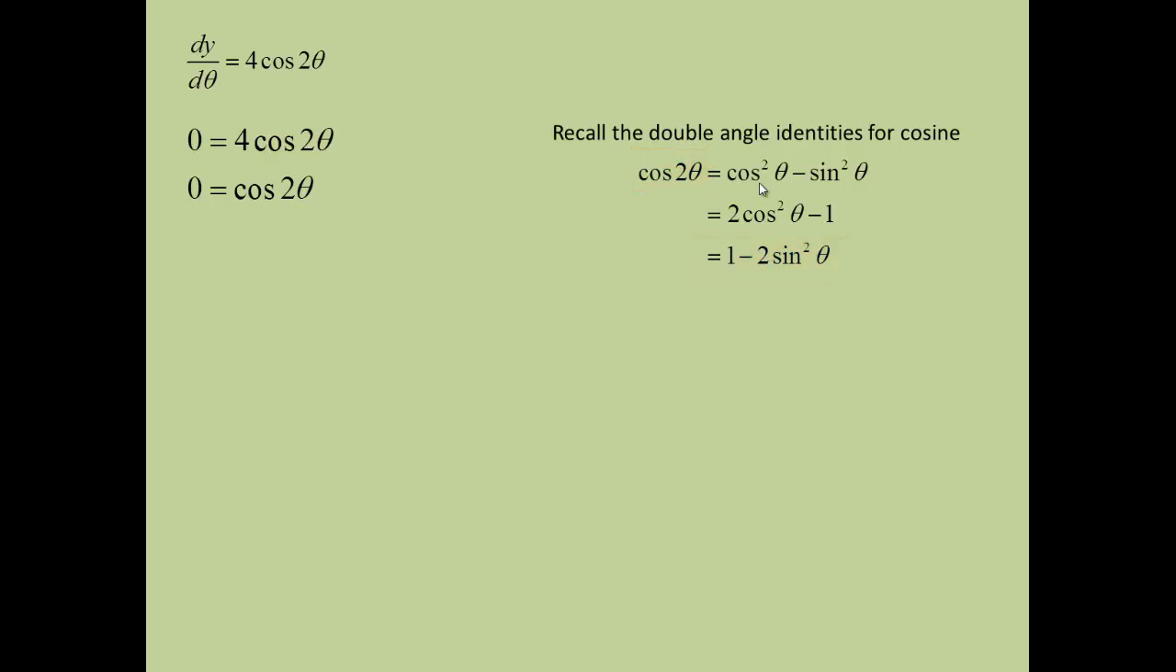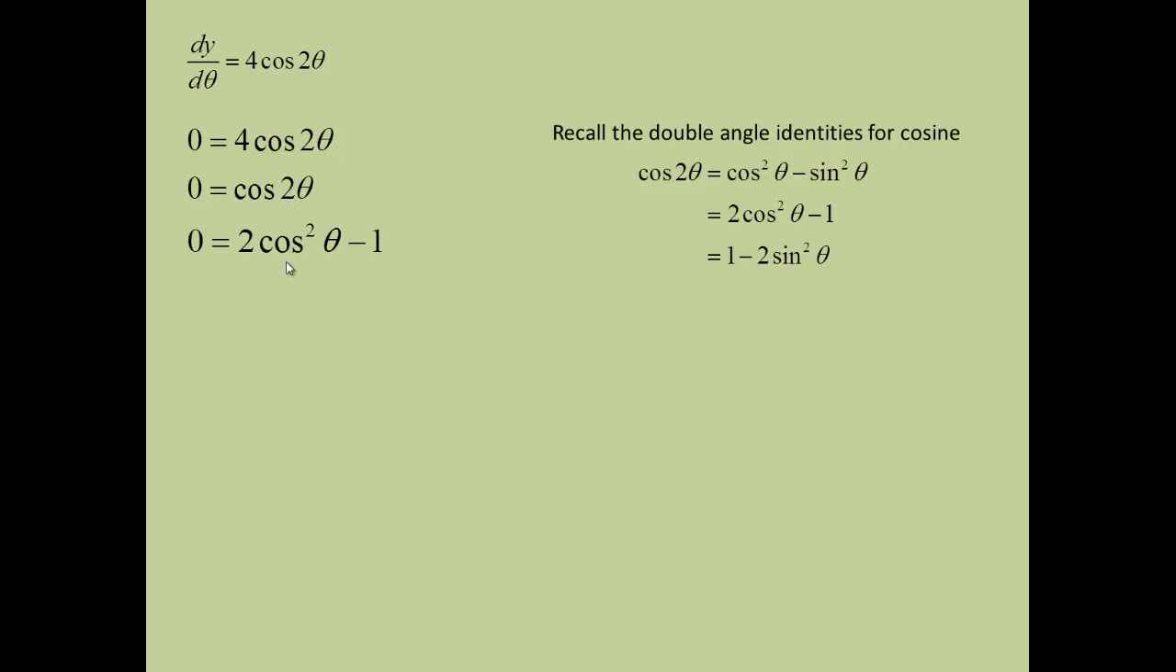Out of these 3 different flavors, it really doesn't matter which one I use. I would narrow it down to using 2 or 3 to substitute for cosine 2 theta because there's only one trig function involved. Between these two, it doesn't matter which one I use, but I opt to use the second one. So I'm going to put 2 cosine squared theta minus 1. That's a double angle identity for cosine 2 theta.